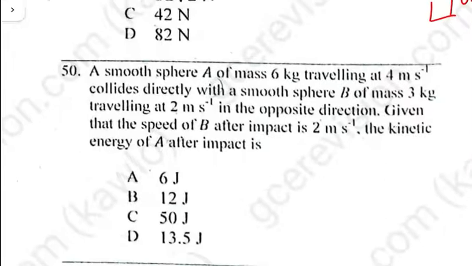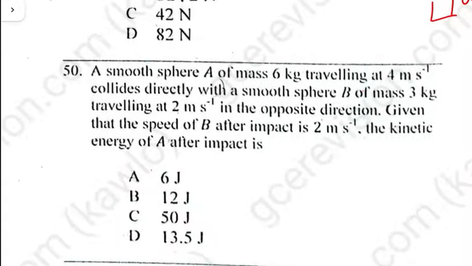And the last question: a smooth sphere A of mass 6 kg traveling at 4 meters per second collides directly with a smooth sphere B of mass 3 kg traveling at 2 meters per second in the opposite direction. Please watch out for paper 2 and paper 3 also. We're going to do the corrections for all of that. Given that the speed of B after impact is 2, the kinetic energy of A after impact is?